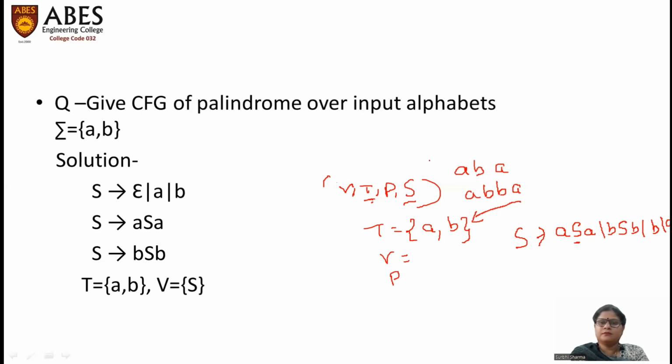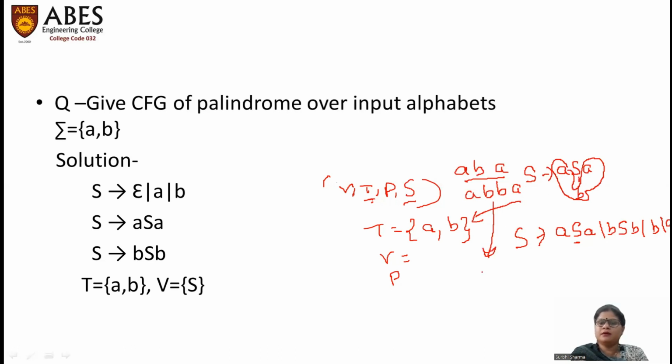For example, the string that I considered here, ABA. Let us check: am I able to create this? I start with the starting symbol S. Because my string starts with A, I will replace S with the rule ASA. Among the given rules, we have to see which is the appropriate rule for the given string. Now again, what should I replace here? Because my string is ABA, I have the option to replace S with B, right? So the required string ABA is obtained.